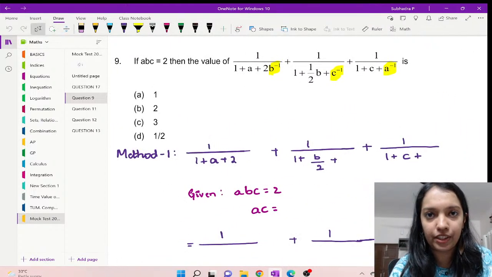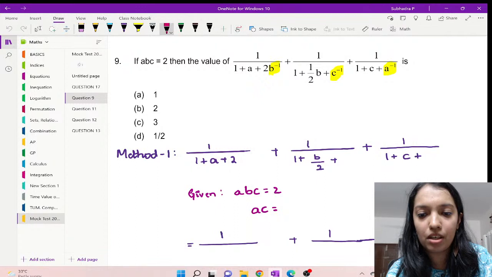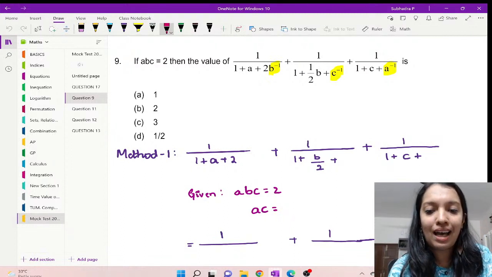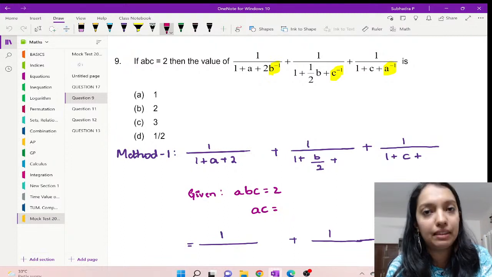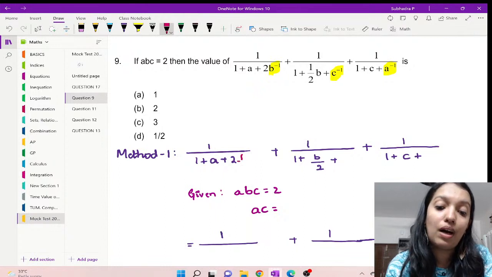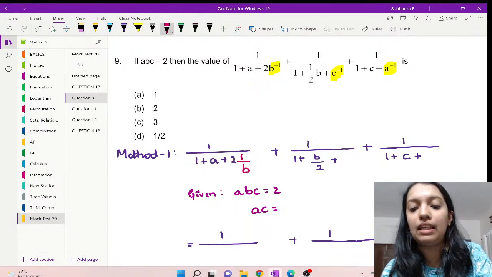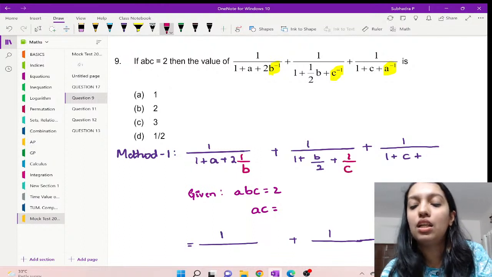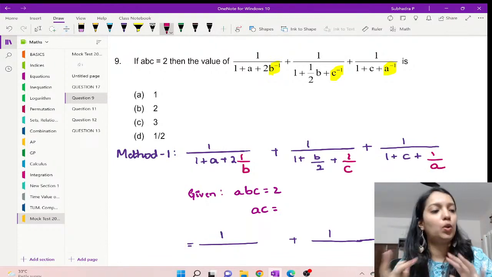For the 9th question, I have written the question here. I can observe that there is B to the power minus 1, C to the power minus 1 and A to the power minus 1. Take the reciprocal. So I have rewritten the entire question in method number 1. You can observe that 1 divided by 1 plus A plus 2 as it is. B I will take as 1 divided by B. Similarly, here 1 plus B by 2 plus C to the power minus 1 will be 1 by C. Here A to the power minus 1 will be 1 by A. So I have rewritten the question now.